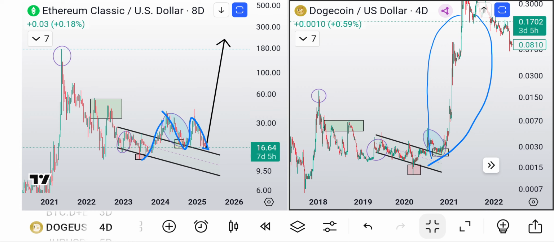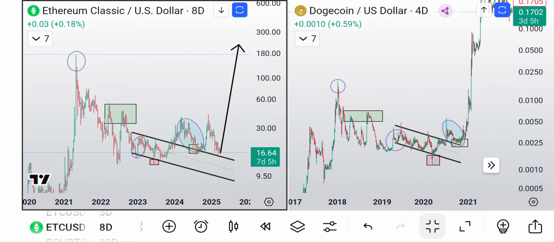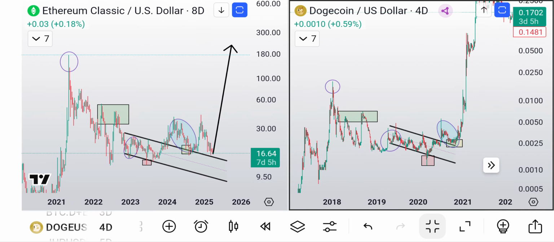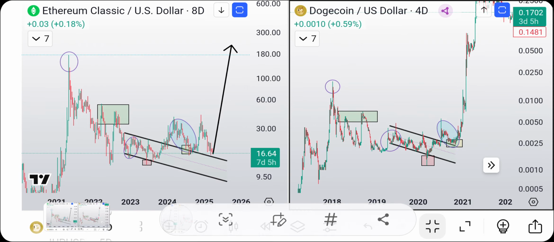We have a wave 1. We have an A, B, C wave 2. Over here was a lot smaller, right? But we back tested the top of this, and then we exploded. So it definitely was an interesting chart.